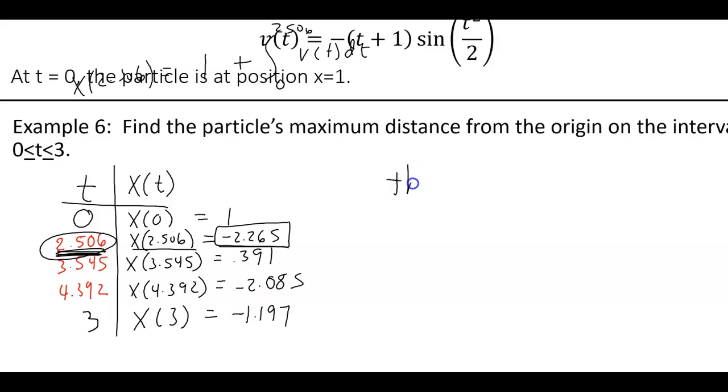So the particle's max distance is the absolute value of negative 2.265. We don't care about whether it's positive or negative, we just care about its distance, which you could just leave like that, or you could write the positive one. It's fine either way. But there you guys have it.